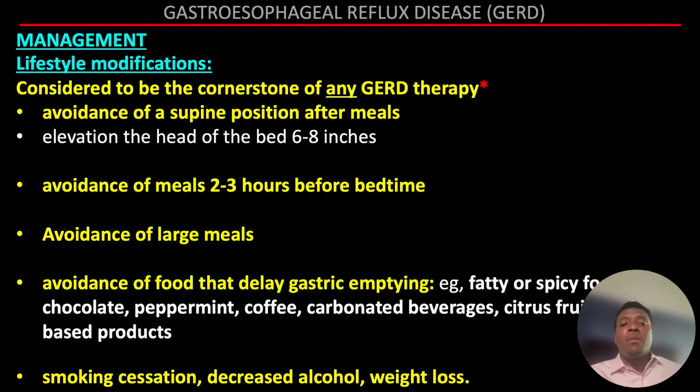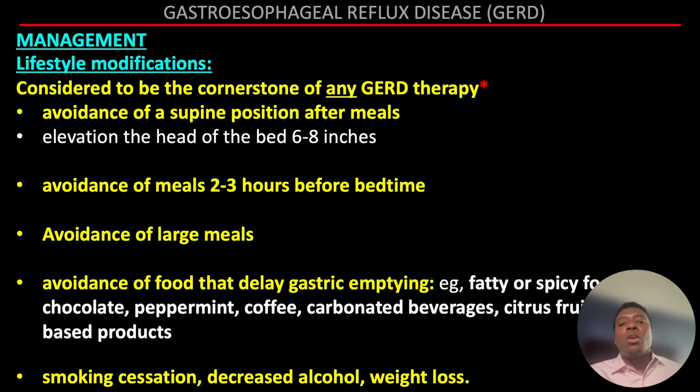In terms of management of GERD, lifestyle modifications are the backbone of any therapy for GERD, and that includes avoidance of the supine position after meals, because that will allow for the reduction of acid from coming up when you're lying supine. That's avoiding meals a couple of hours before bedtime to allow it to clear the stomach and not reflux into the esophagus. Avoidance of large meals, because large meals can slow down GI motility. Again, avoidance of any food known to delay gastric emptying. That can include citrus-based products, tomato-based products, caffeinated beverages and coffee, chocolate, or some other very important ones as well.